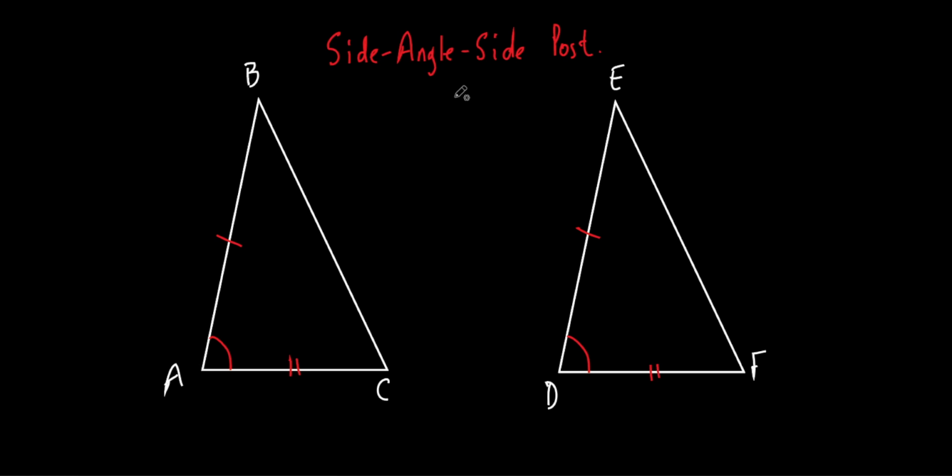We can shorten it. If you don't want to write all that out, we can shorten it when you write it down, but we don't call it SAS. What do we call it? Side, angle, side, what? Postulate. This is the way we say it. This is the way we write it down. So when I write SAS, I'm not saying SAS.